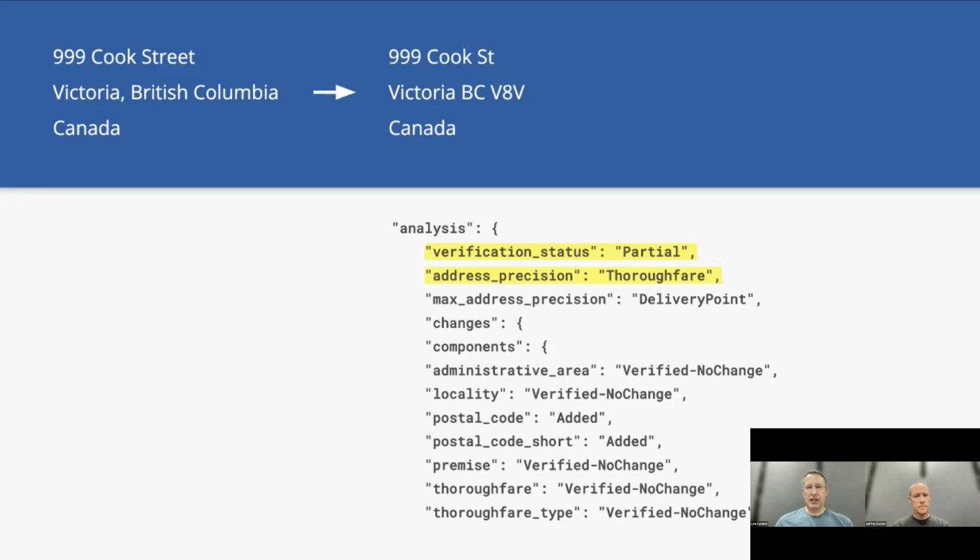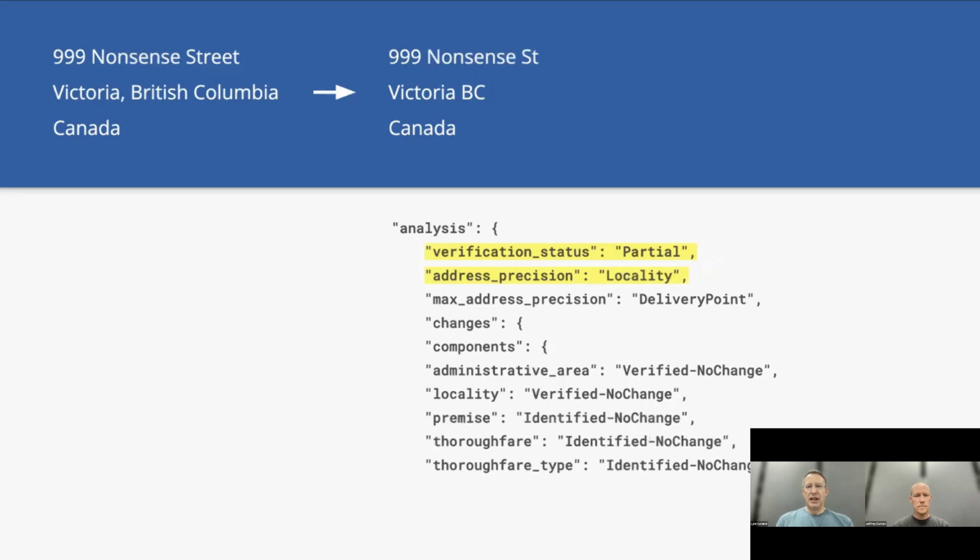Next example. Here I contrived a street name. I made up a street name to see what the API would do with it. So we have 999 Nonsense Street. Again, the verification status is only partial. Only parts of the address are verified, and the address precision that we're able to verify is locality, which means city. We're telling you in this case, Victoria, the city, is valid, is verified. But the whole street address, Nonsense, is not in our data. So there's that one.